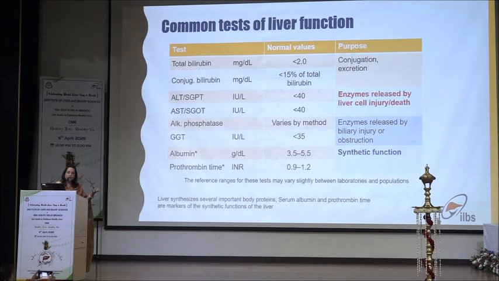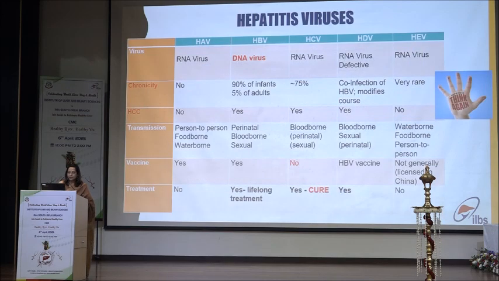A quick snapshot of liver function tests: bilirubin, which tells you about conjugation; ALT and AST, which reflect your hepatocyte damage; and albumin and prothrombin, because the synthesis is disrupted, and that is why they are hampered. So these were the basic common LFTs.